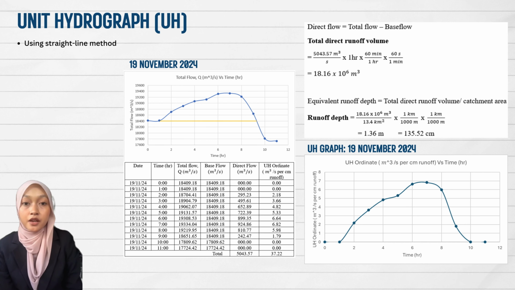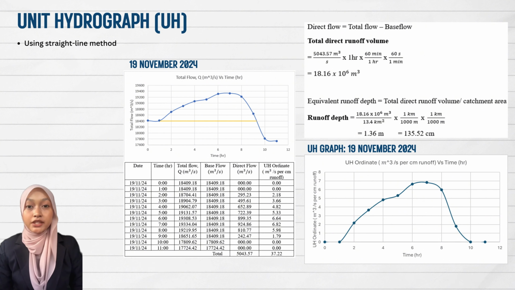For the unit hydrograph, we will use the straight line method because it is a simple way to separate base flow compared to other methods. So from the graph of total flow versus time, starting from the left point, which is constant, extend a straight line to the right. This step helps to determine the base flow value.